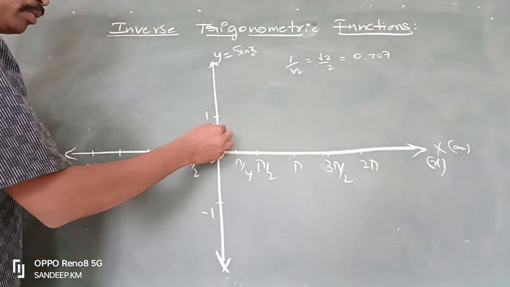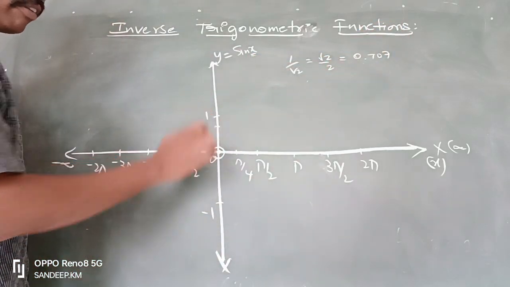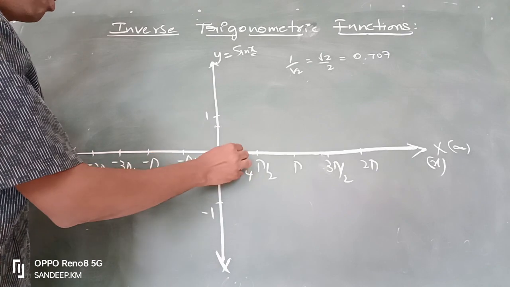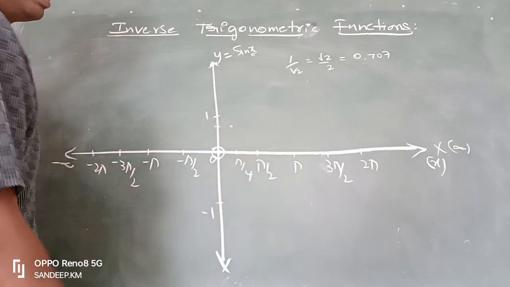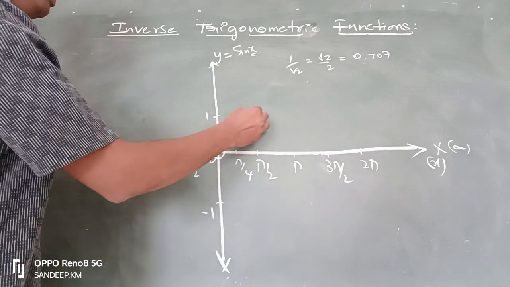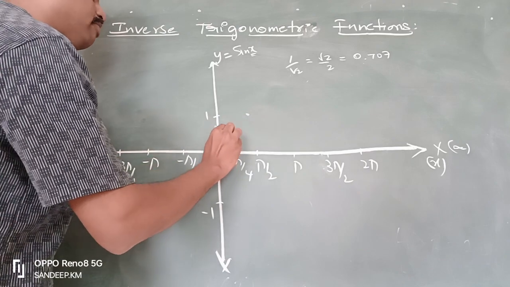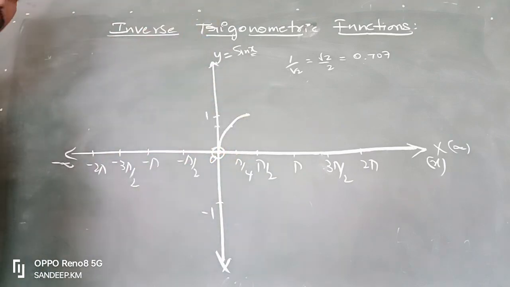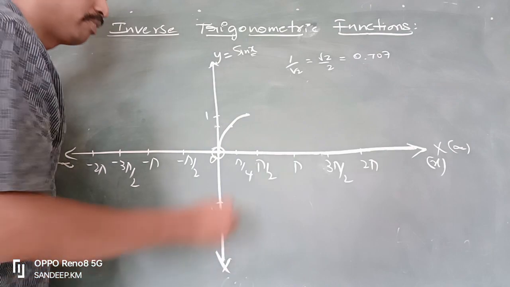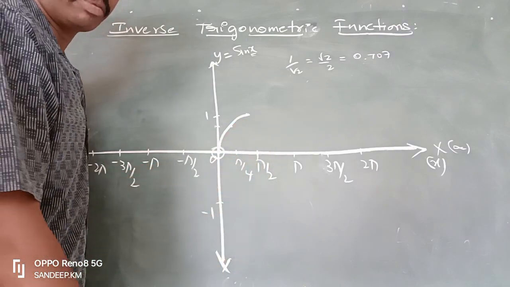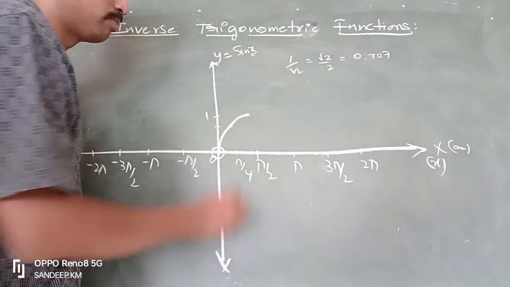I am not teaching you how to draw the graph of sin x. You are supposed to have that knowledge already. Then when the input is pi by 2, sin pi by 2 is going to be 1. So let me draw the graph. Similarly, we can complete the remaining part of the graph. You can learn this from the chapter of trigonometry, how to draw the graph of sin x.